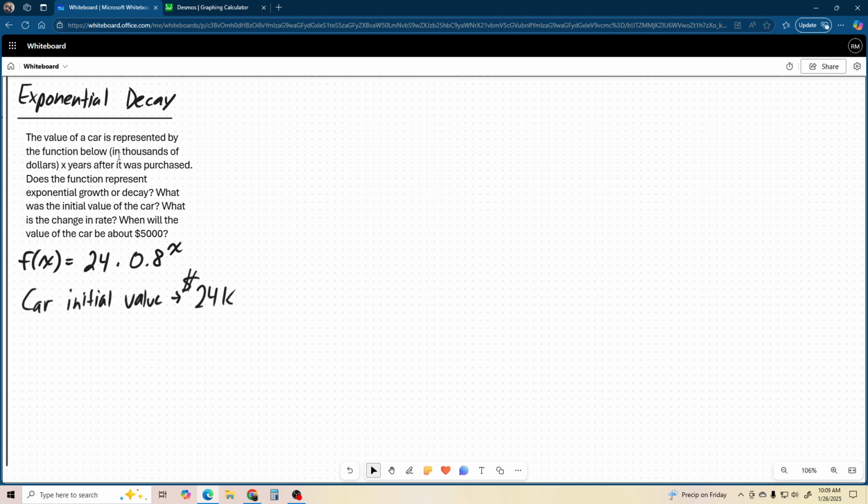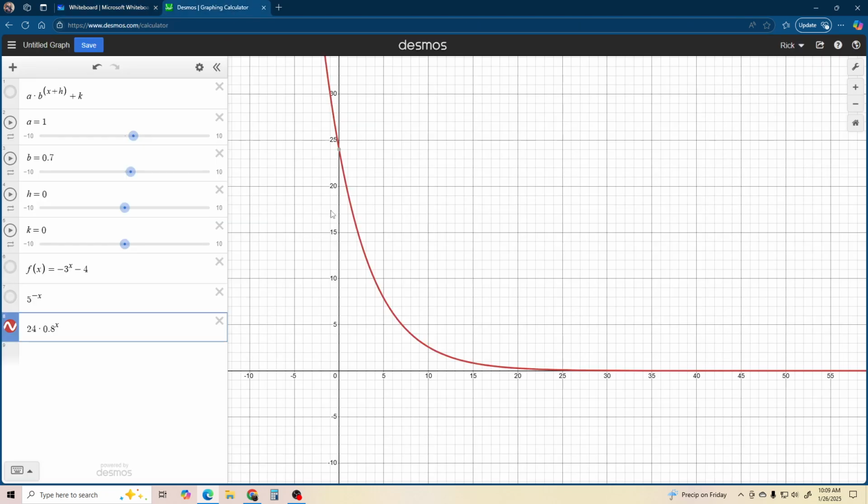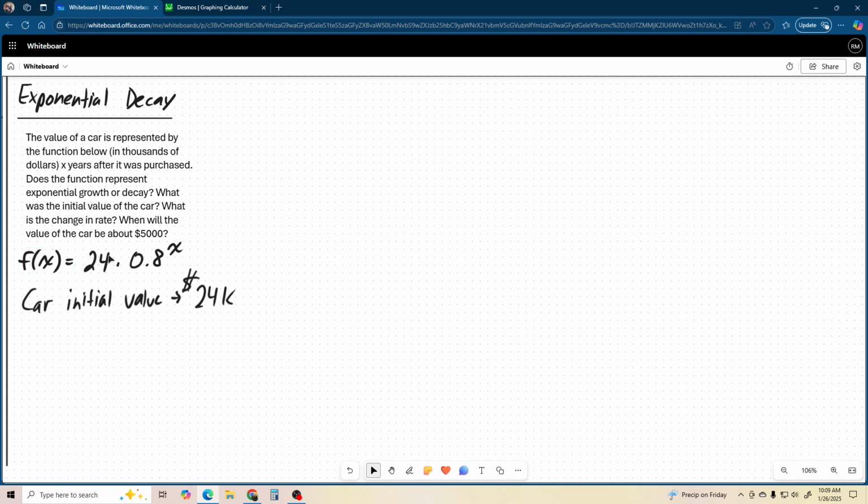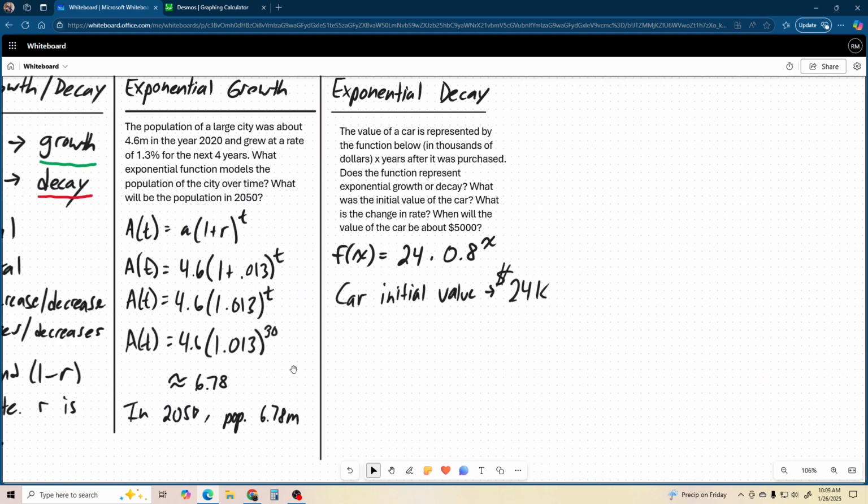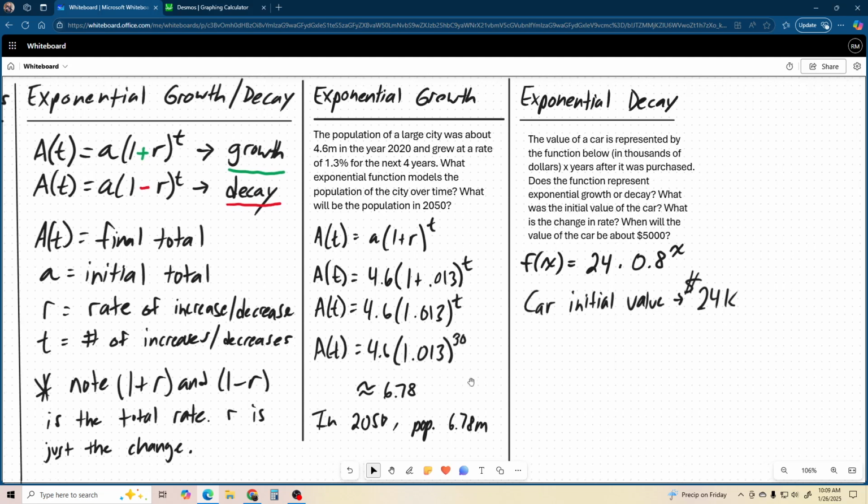All right, what was the initial value of the car? What is the change in rate? Now, here's where this actually becomes kind of interesting, right? We know that it's decay, but exactly how much is the decay? Well, let's go back over here, right? Remember how when I was telling you about growth and decay, I said that 1 plus r is the total rate and that r is just the change, right?